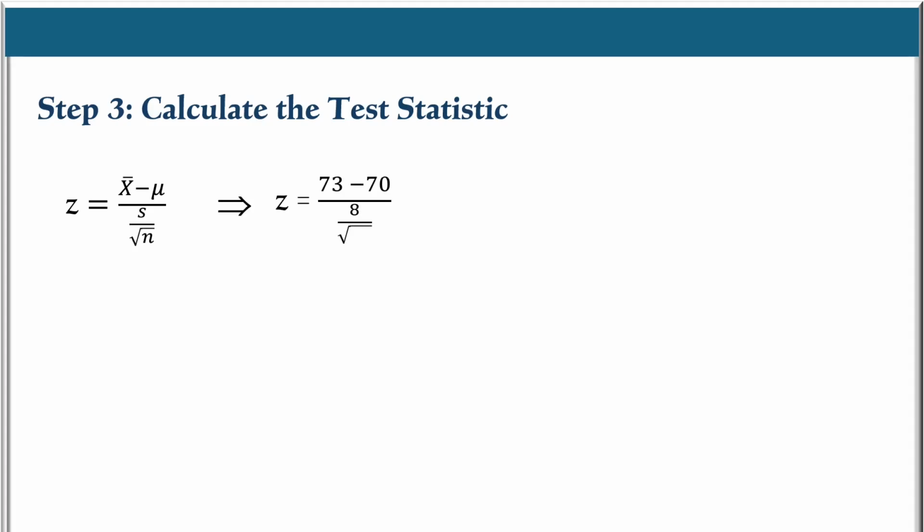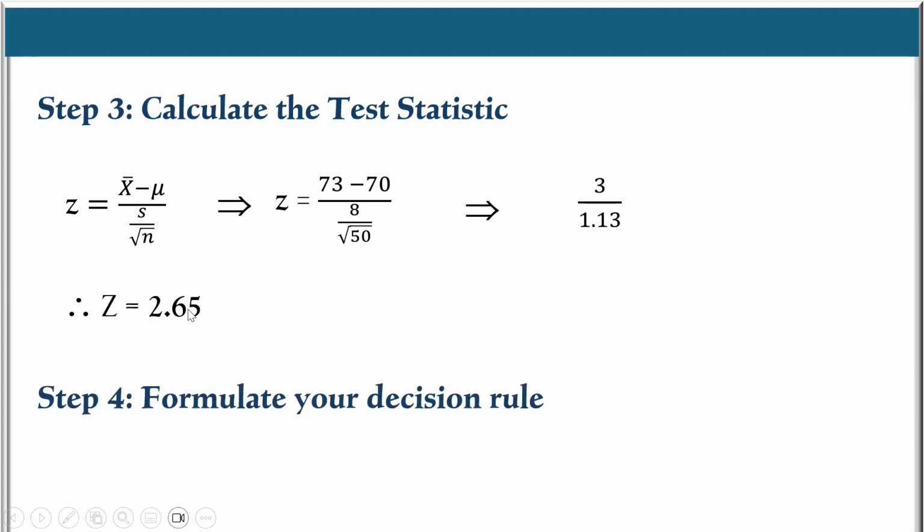Let's see, the sample mean is 73 minus population mean 70, divided by 8 over root of 50. So we have 3 over 1.13. Therefore, this is the test statistic. It is also called the calculated Z in this example because it's Z. We call it the calculated Z.